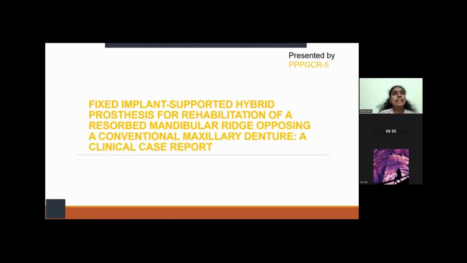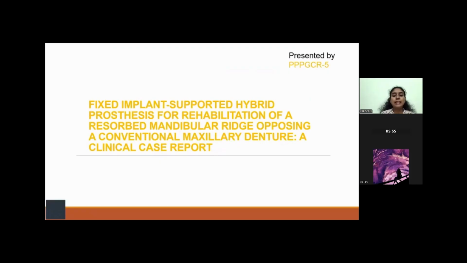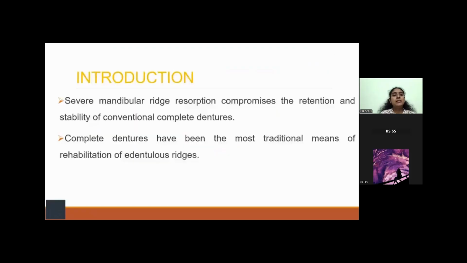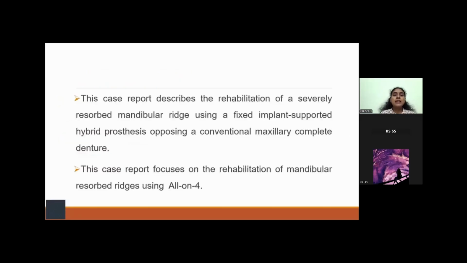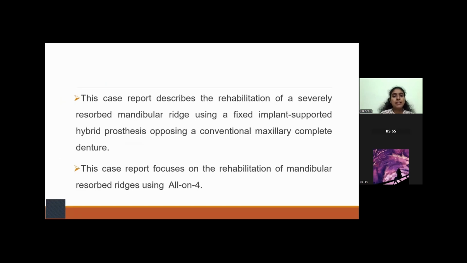Today I'm going to present a clinical report titled Fixed Implant Supported Hybrid Prosthesis for Rehabilitation of a Resorbed Mandibular Ridge Opposing a Conventional Maxillary Denture, a clinical case report. So, introduction: a severe mandibular ridge resorption compromises the retention and stability of conventional complete dentures. A complete denture has been the most traditional means of rehabilitation of edentulous ridges. This case report describes the rehabilitation of a severely resorbed mandibular ridge using a fixed implant supported hybrid prosthesis opposing a conventional maxillary complete denture, and focuses on the rehabilitation of mandibular resorbed ridges using all-on-4.